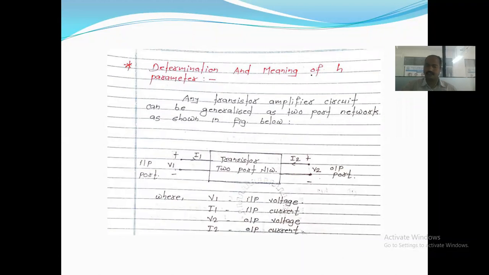V1 and I2 are independent. Remaining I1 and V2. Right. So what it indicates is that the values of V1 and I2 do not depend on any of the parameters. This is nothing but independent, right? So I1 and V2, these are the dependent parameters. Dependent indicates what? The value of it is dependent on any other thing.